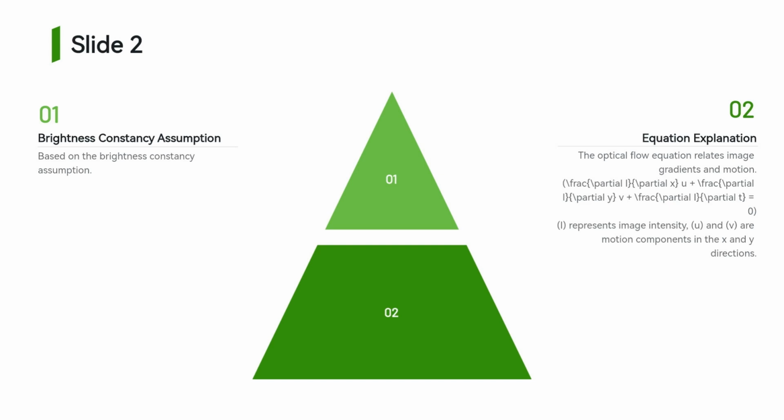The optical flow equation can be derived by considering the spatial and temporal derivatives of the image intensity. This equation links the motion components, u and v, which represent the flow in the x and y directions: ∂I/∂x · u + ∂I/∂y · v + ∂I/∂t = 0. Here, ∂I/∂x and ∂I/∂y represent the image gradients in the spatial directions, while ∂I/∂t represents the change in intensity over time.